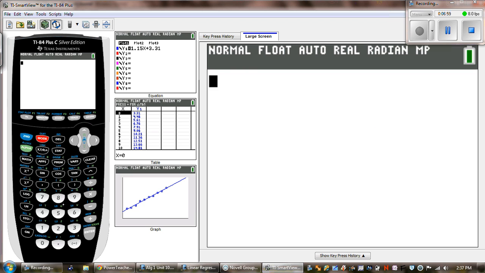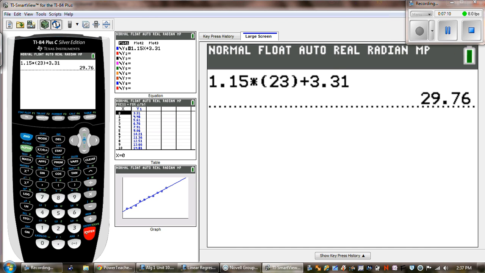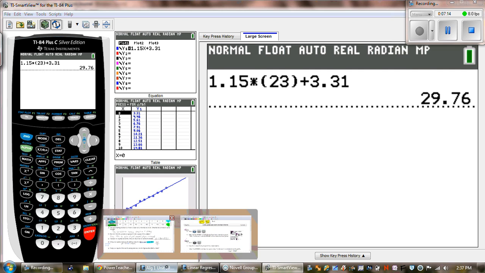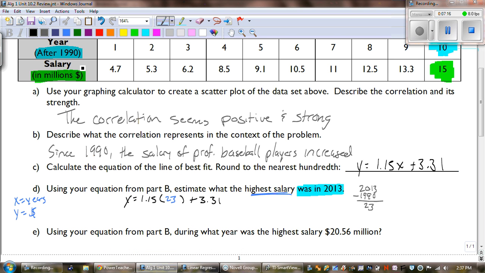Here I am, just using it as a normal calculator right now. I'm plugging in 1.15 times 23 plus 3.31, and we get 29.76. So on average right now, professional baseball players are getting $29.76 million.